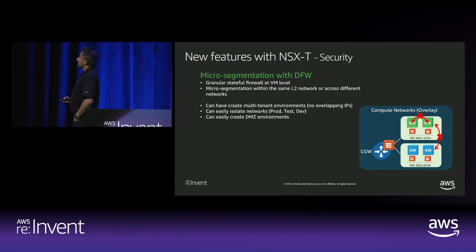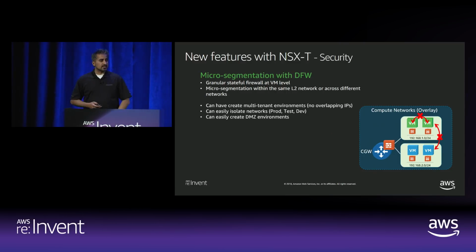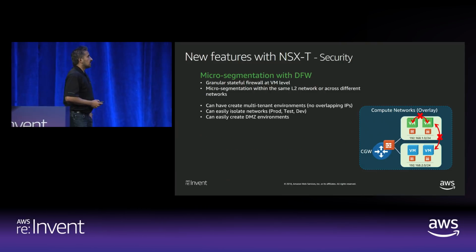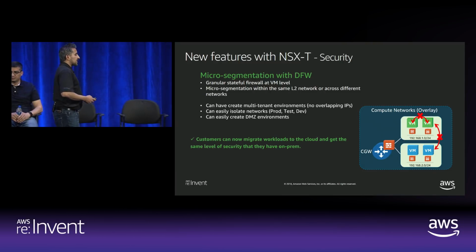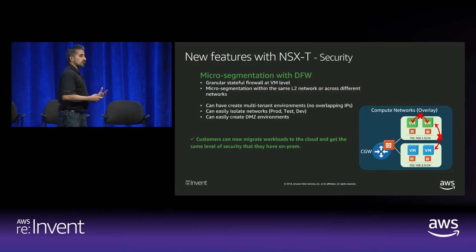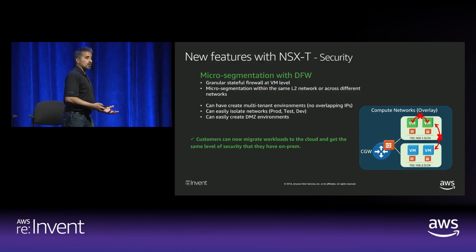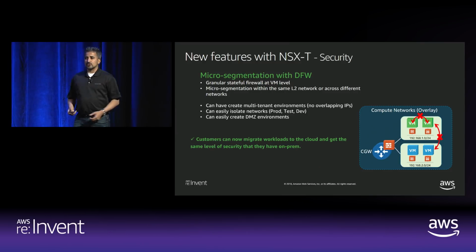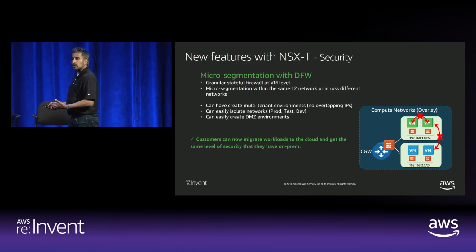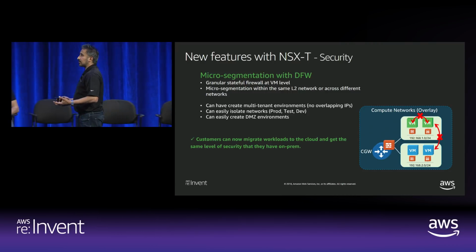You can easily isolate networks like prod, test, and dev, and can easily create DMZ environments using this micro-segmentation capability. And most importantly, customers can now migrate to the cloud and get the same level of security that they're used to on-prem. So customers who have NSX on-prem, who are using grouping objects, security tags, and micro-segmentation with DFW, can now move to the cloud and have those same types of capabilities available.